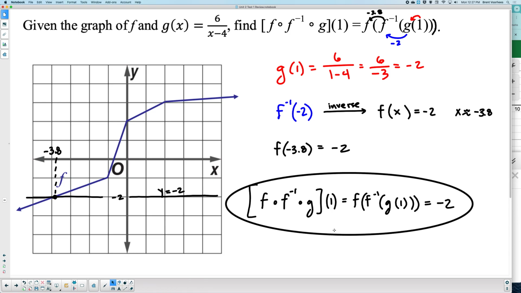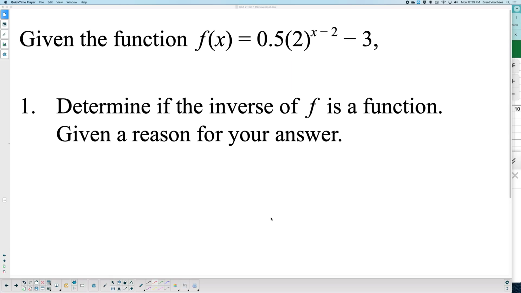That was lesson 2.7 and 2.8. Lesson 2.7 and 2.8, 3 slides. This is going to be a 4-part problem over the next 3 slides. This is a bunch of the lessons combined here. So the first part is dealing with lesson 2.8, inverse. It says, determine if the inverse of f is a function. Give a reason for your answer.